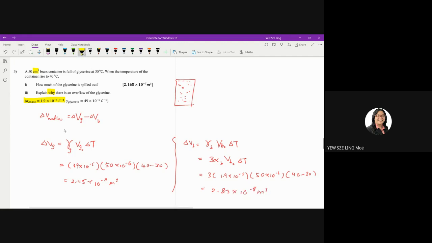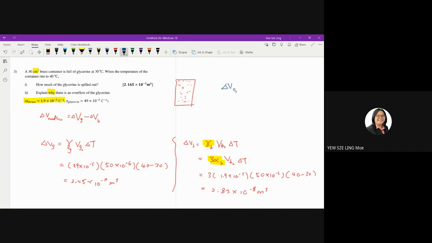So the crucial part is here. Most of the time students get it wrong because of careless mistakes. So make sure you read the question carefully. See which type of expansion the values given are for. You're given alpha, which is for linear expansion, and now we are doing volume expansion. Therefore, make sure to convert it into gamma. So gamma is equal to 3 alpha. This is very important.